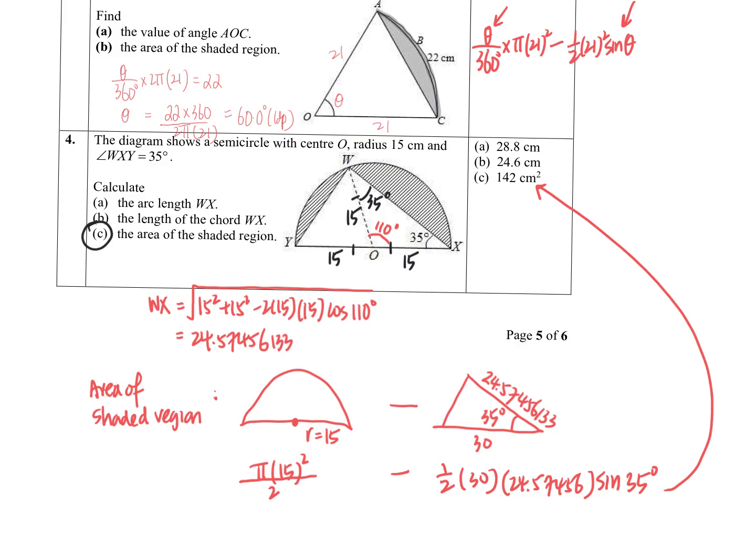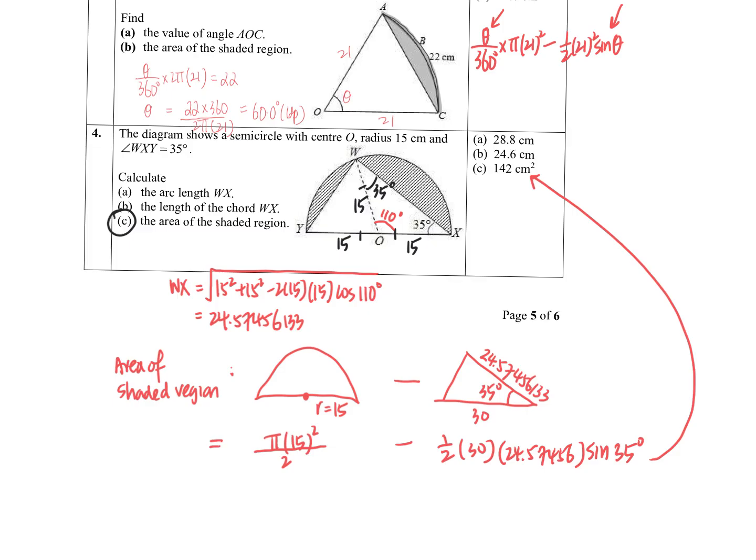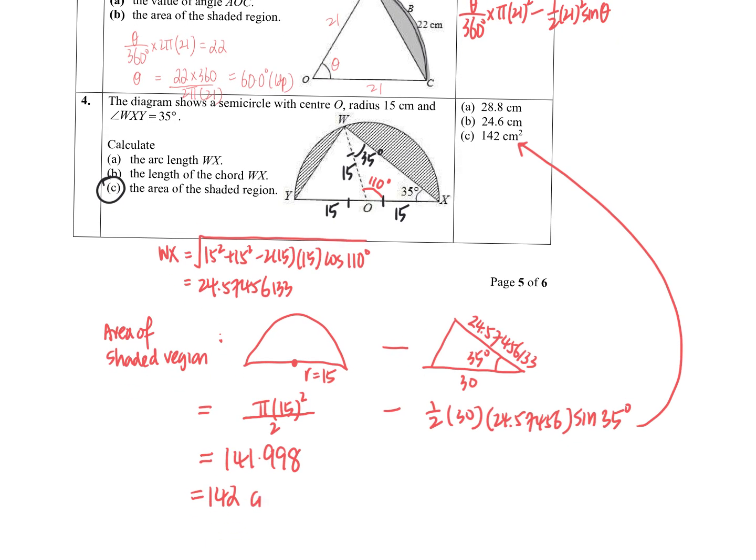I think round off is true. I think that's why we score very well in W1. So you will get 142, 3SF for your answer.